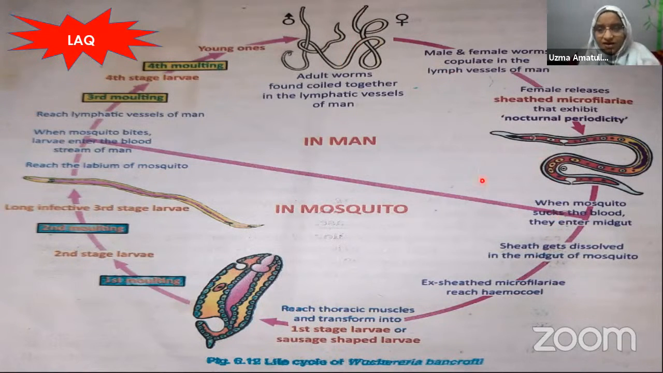So half of the life cycle is taking place in the man, and half of the life cycle is taking place in the mosquito. The sexual life cycle is taking place in the man's body. That is why man is the primary host. And the developmental stages are taking place in the mosquito body. So the mosquito is a secondary host.